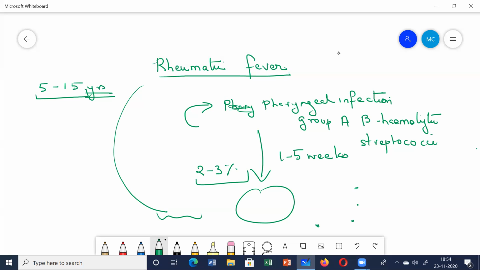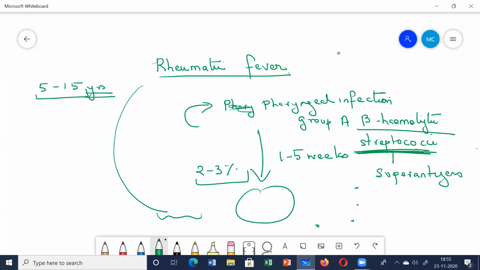Similarly, when there is a pharyngeal infection by this beta hemolytic streptococci, our body will start producing antibodies against this streptococcus. The streptococcus expresses different types of antigens. Usually the antigens expressed by streptococcus are called super antigens. And the M protein of the streptococcus. So our body starts producing antibodies against the streptococcal antigens.